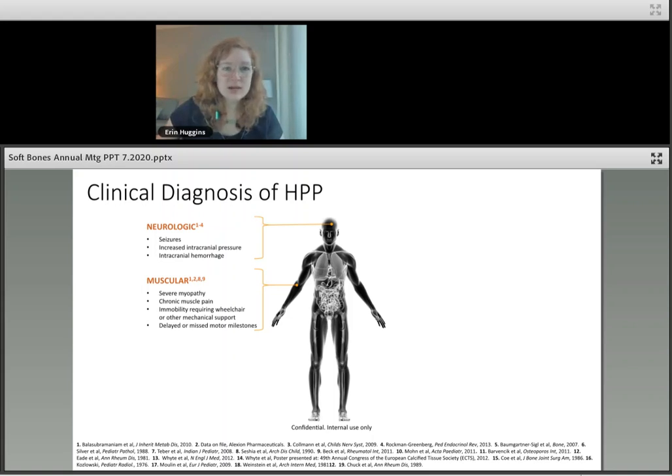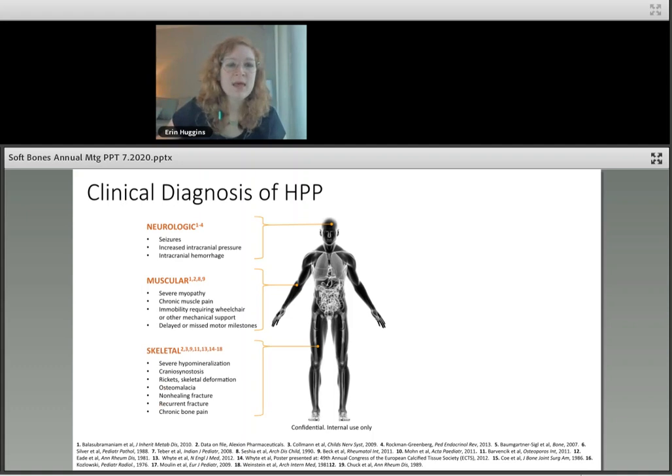We can also have muscle involvement, including severe myopathy, chronic pain, immobility, so a lot of patients end up in a wheelchair or on crutches or have difficulty walking, and then delayed or missed motor milestones. And I'll say that that's pretty broad across the lifespan, but also parents of young children may note they weren't walking on time or didn't start crawling on time. So that can also be an early indicator of HPP in children.